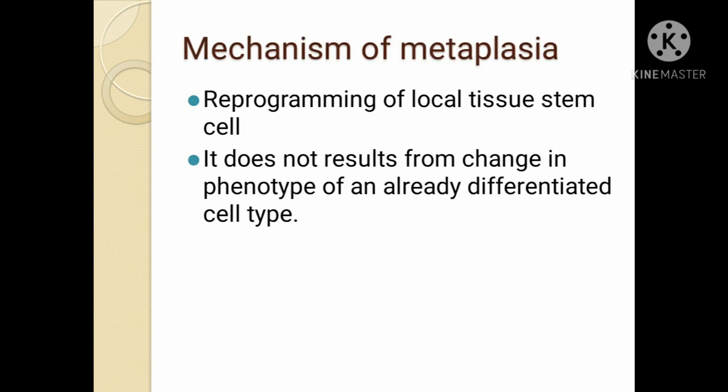The mechanism of metaplasia is reprogramming of local tissue stem cells. But metaplasia does not result from a change in the phenotype of an already differentiated cell type.